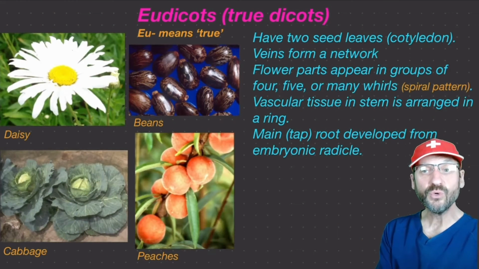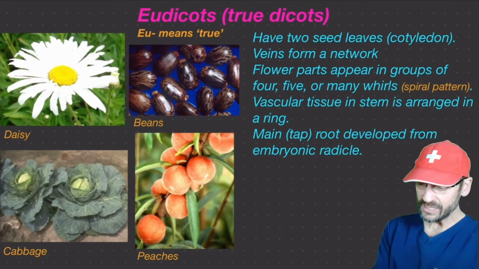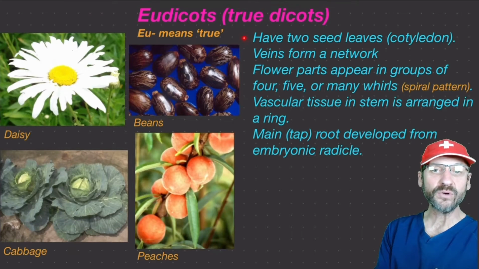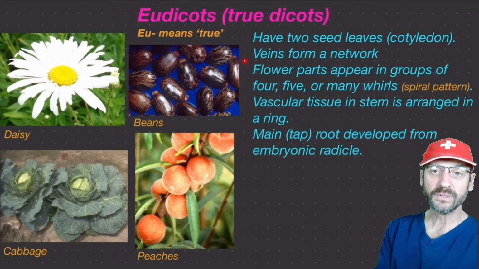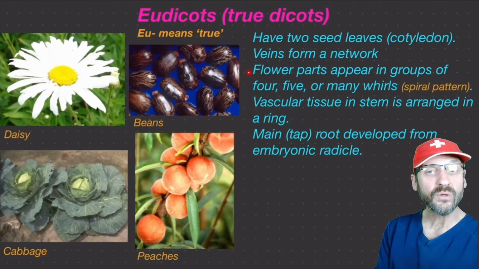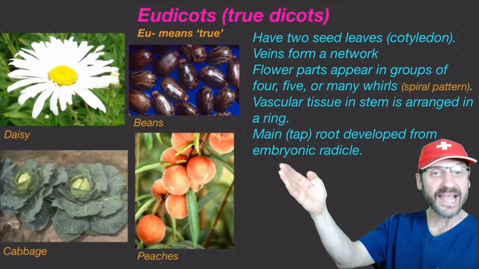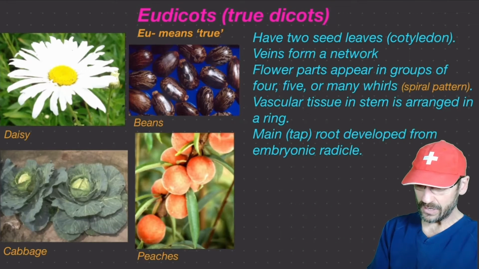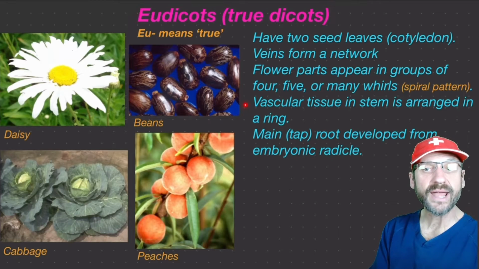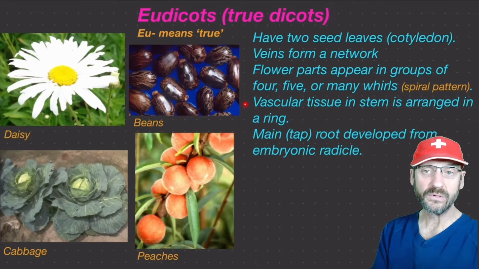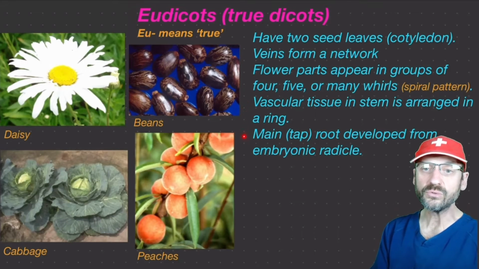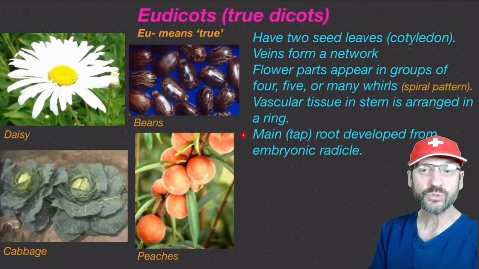Eudicots, also called true dicots, have two seed leaves, and you can see the dot right over here. I've written it up there. Their veins form a network. The flower parts often appear in groups of four or five or many whorls. And a whorl is a spiral pattern like the daisy over there displays. And their vascular tissue is arranged in a ring inside the stem. And we got one main root, a taproot that developed from the embryonic radicle, and then lateral roots come off of it.